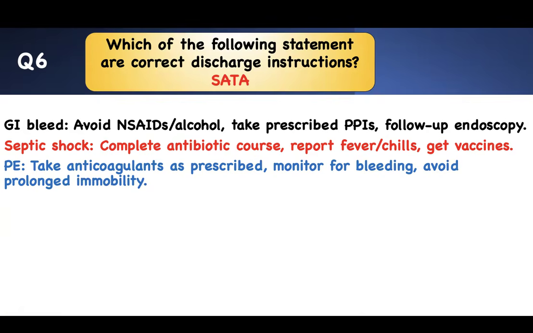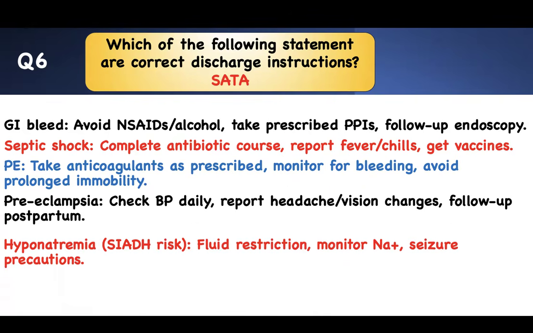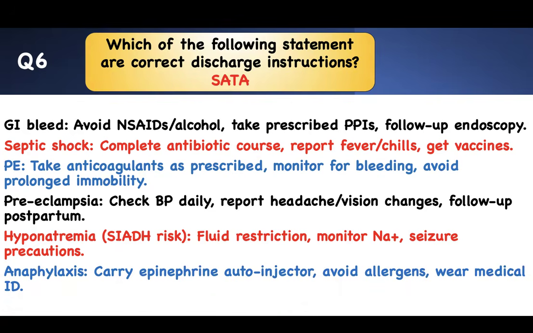Client C, he has PE. Should he take his anticoagulant, monitor his bleeding, and avoid prolonged immobility so that he doesn't get a PE again? Client D, he has pre-eclampsia. Should we check the blood pressure daily, report any headache and vision change, and follow up postpartum? And client E, who has hyponatremia, probably SIADH, should we restrict fluid, monitor the sodium, and seizure precaution? And the kid who had anaphylaxis, should we teach them how to use epinephrine, avoid allergens, and wear an allergy bracelet? You see, all of them are right.